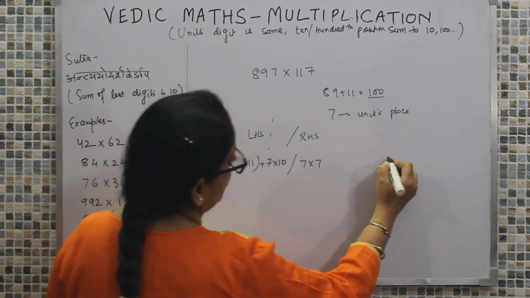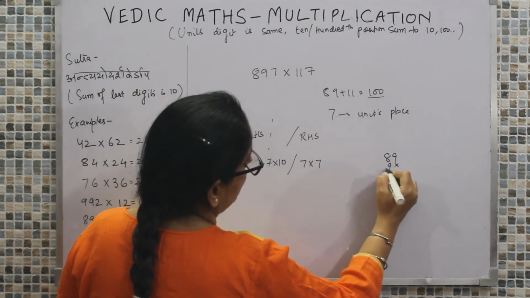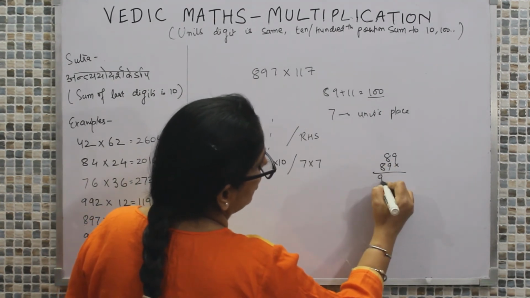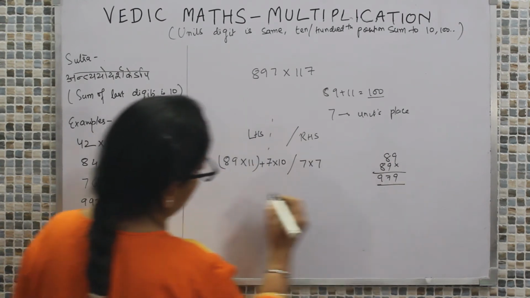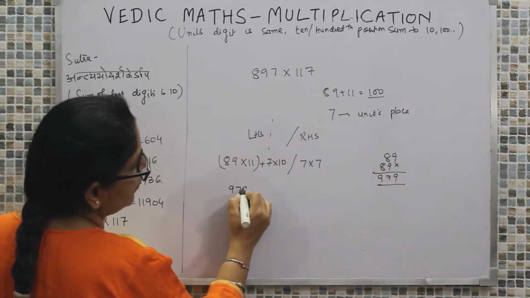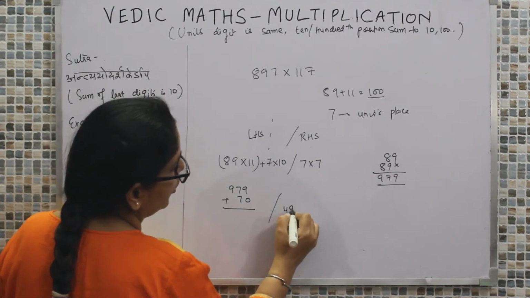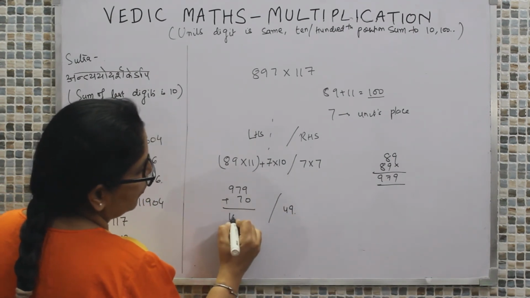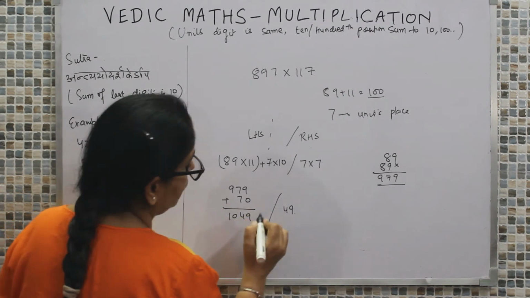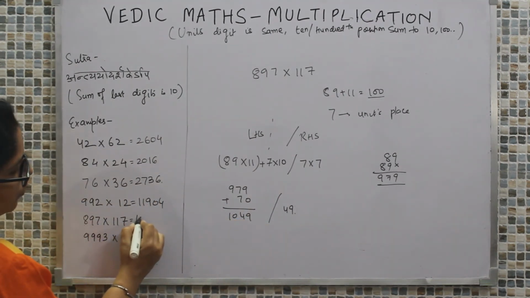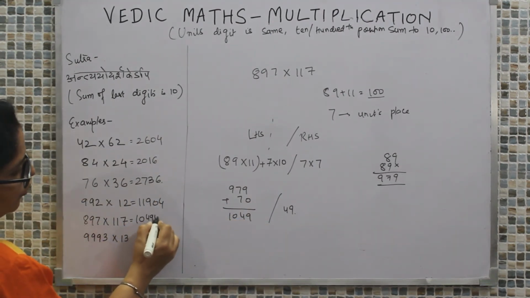So this will be 89. So that will be 979. 979 plus 70 oblique 49. So that will be 1049/49. So the answer is 104949.